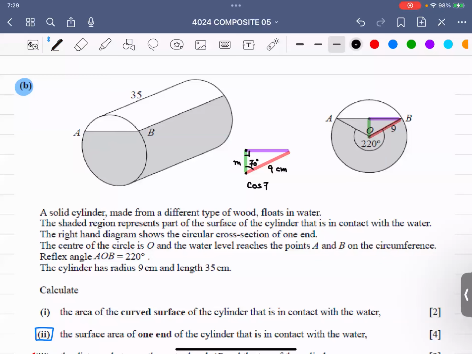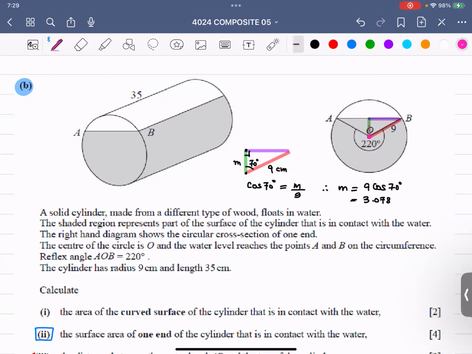So cosine of 70 degrees is M over 9. Therefore, M is 9 cosine 70 degrees. So what is cosine of 70? That is 0.342 into 9. That comes out to be 3.078. This is 3.078. But now if I draw a line from here all the way till the end.